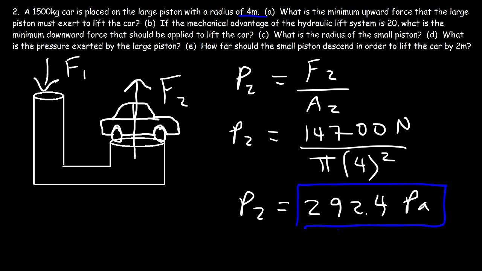So that's the pressure in the fluid. And that pressure is exerted throughout the fluid. So the pressure on the small piston is the same as the pressure on the large piston. Keep that in mind. And that's based on Pascal's principle. Part E. How far should the small piston descend? So we're looking for D1 if we want to lift the car by 2 meters. So D2 is 2 meters.